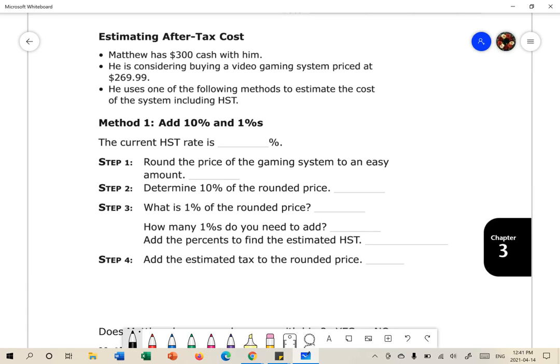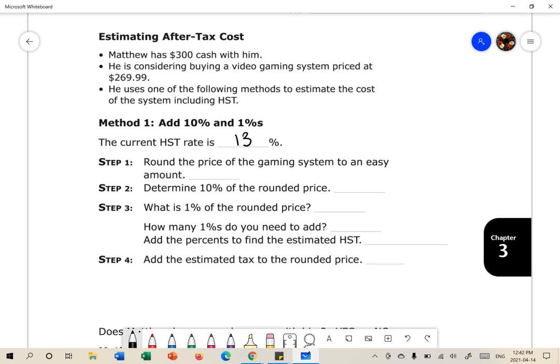Next page, estimating after tax cost. Matthew has $300 cash with him. He's considering buying a video gaming system priced at $269.99. He uses one of the following methods to estimate the cost of the system, including HST. So remember that the current HST rate is 13%.